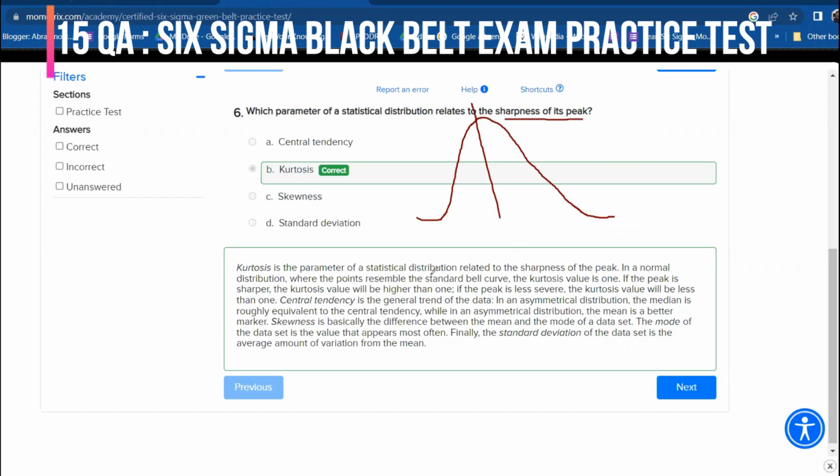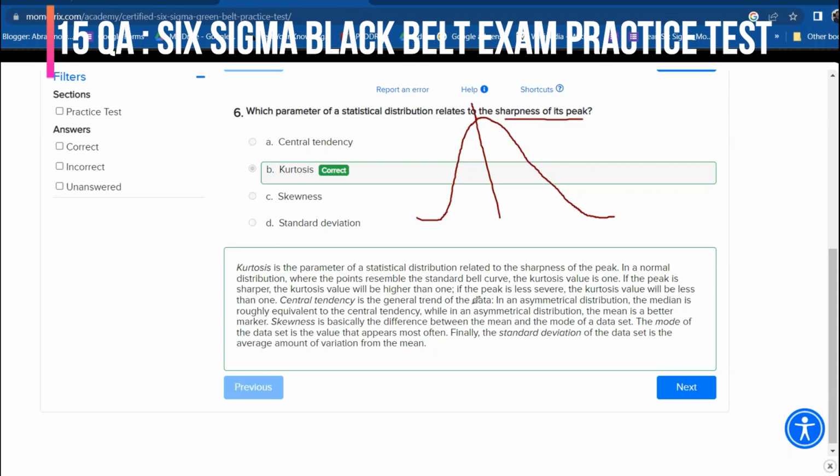So the kurtosis is the parameter of the statistical distribution related to the sharpness of the peak. In a normal distribution where the points resemble the standard bell curve, like almost symmetrically, you will get the kurtosis value as 1. If the peak is sharper, the kurtosis value is higher than 1. If the peak is lesser, the kurtosis value will drop.